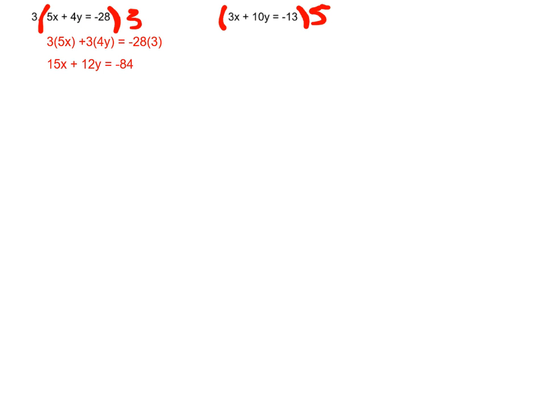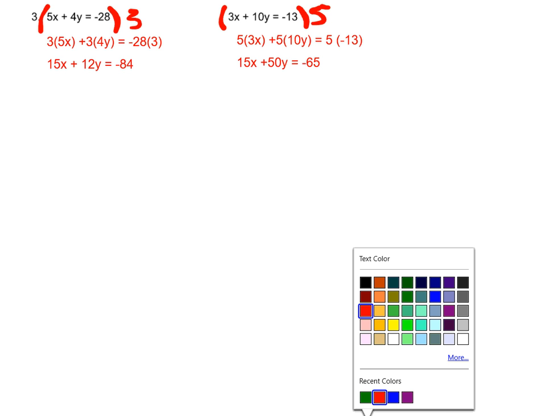And for this one here, when I distribute it in, I get 5 times 3x, I'm sorry, 5 times 3x plus 5 times 10y equals 5 times negative 13. And when I do this, I get 15x plus 50y is equal to negative 65. Now I have two of the same coefficient, so I can actually add and or subtract my equations now.